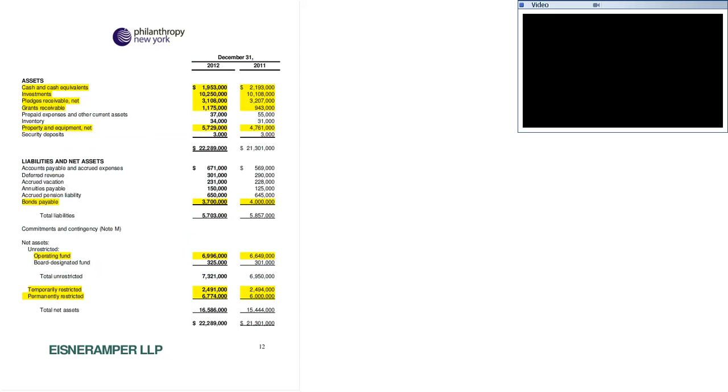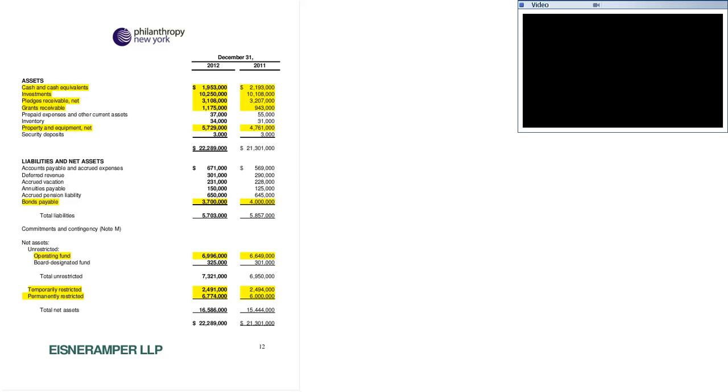Hopefully every time you see that word net, there's a note disclosure in the back that tells you what it's net of. That's the way it should work. If it doesn't work that way, that's another great opportunity to go to the 990, and you should see the gross amount of pledges, net of, and it will tell you the amount of allowance.